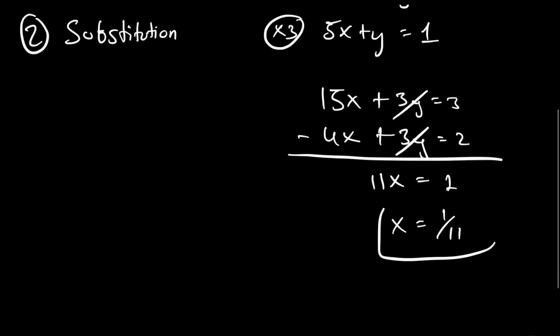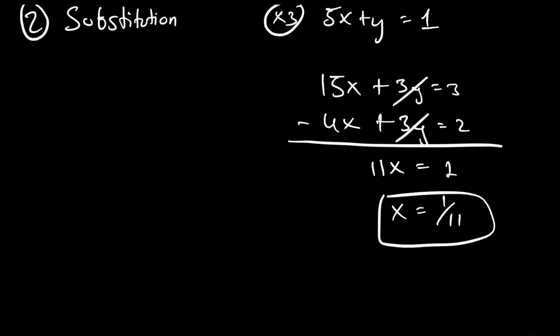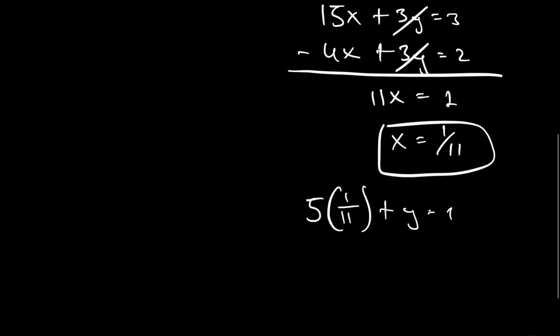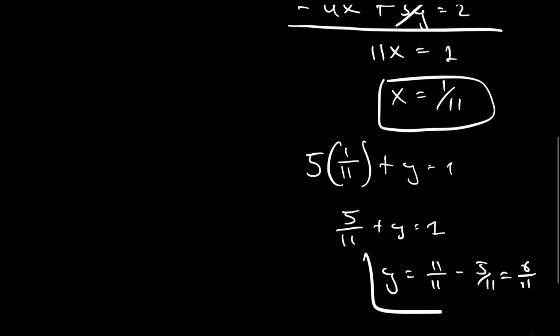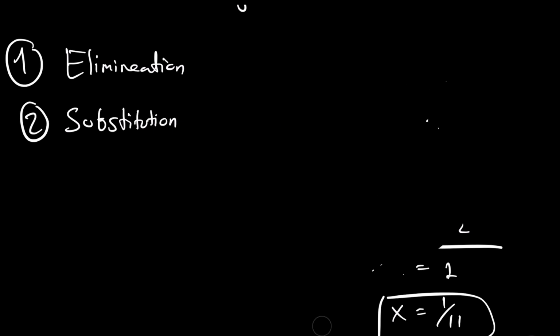Once we figure out one of the values, remember we can just simply input it. So if we know x, then we input it into another equation. So 5, instead of x, we now have the value of x, plus y equals 1. Then we have 5 over 11 plus y equals 1. And then y equals 11 over 11 minus 5 over 11, which is 6 over 11. So that is how you figure it out. That's elimination. It's one of the easier formats because you don't waste as much time.